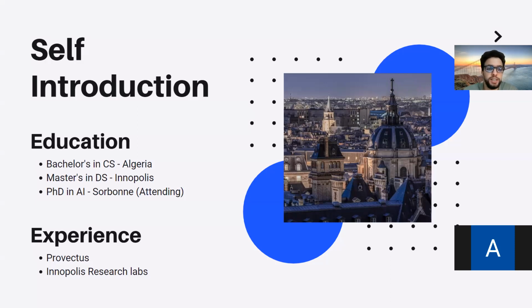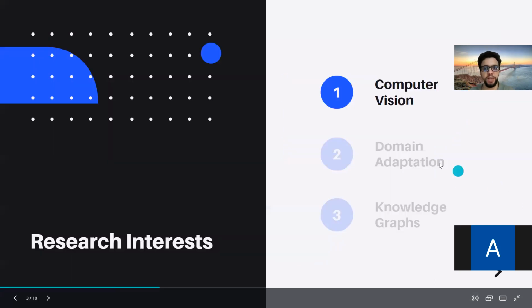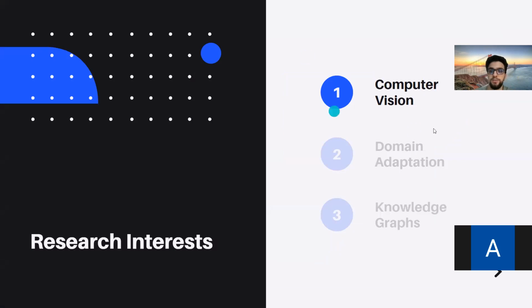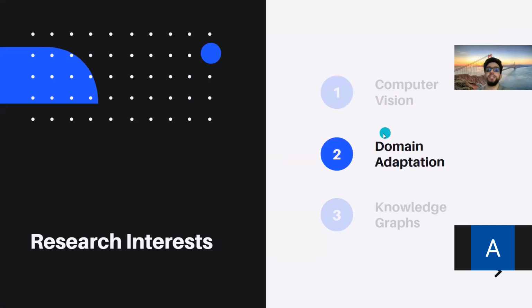But now we're working in a team of 50 people, just us, working on one task. So definitely the scale is a bit higher. My research interests, of course, are computer vision, as that's the field that I'm working on mostly. The second field is domain adaptation.